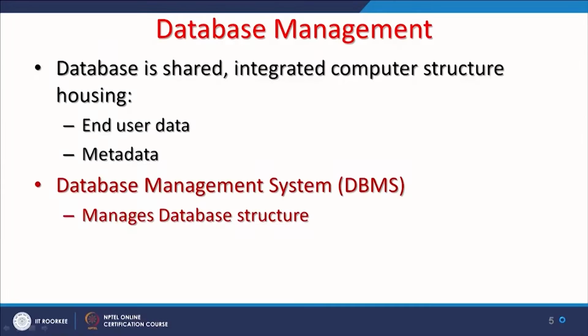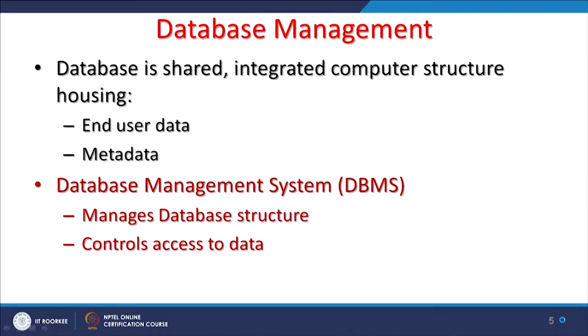Now, in this database management system, what we do is manage the database structure, because there are different structures, different models. So, this is the first task which is done in a database management system. Also, it controls access to data: who will have the access, how much access he will have, or when he will have the access. All that can be controlled by the administrator of the database management system.